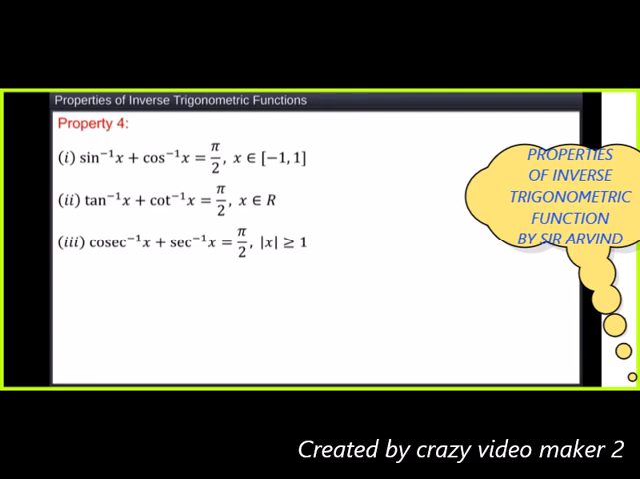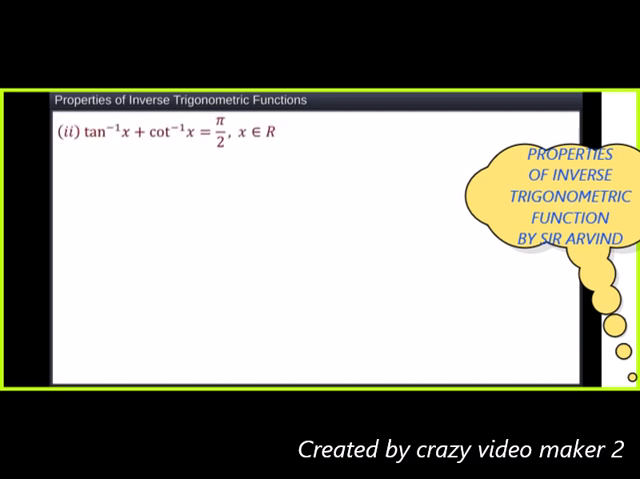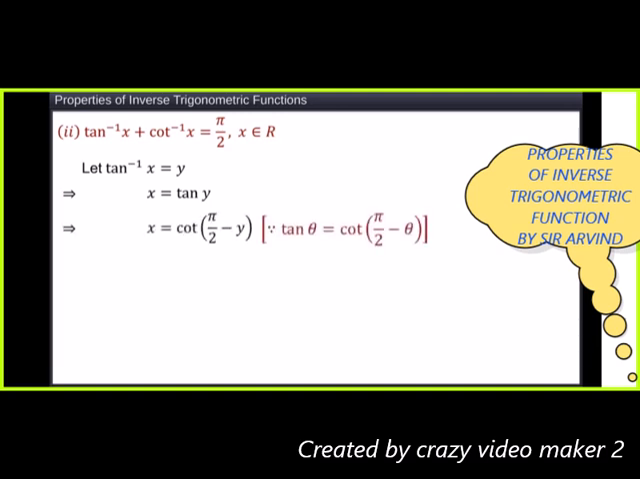So let us start with one property, tan inverse x plus cot inverse x is equal to pi by 2. Let us take tan inverse x is equal to y. It gives you x is equal to tan y, and x is equal to cot pi by 2 minus y. As we all know, tan theta is equal to cot 90 minus theta. So let us replace tan y by cot pi by 2 minus y.